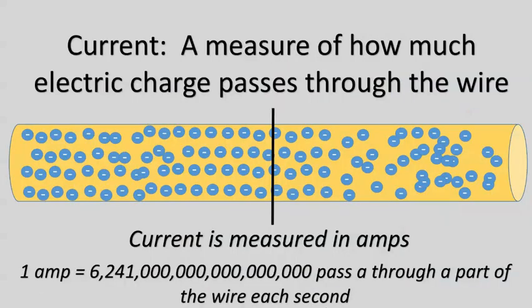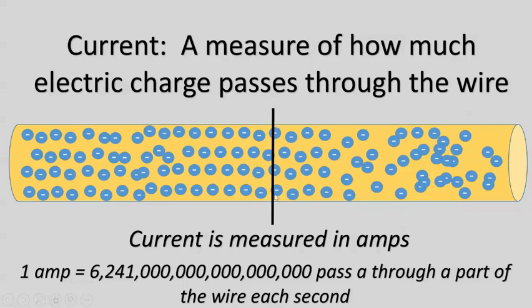Okay, another important measurement is current. Current is a measure of how much electric charge passes through a wire. All right, so it's not how fast. Some people have the wrong idea that it's how fast the electric charges are moving. It's not how fast, it's how many are moving through one part of the wire in any given time.